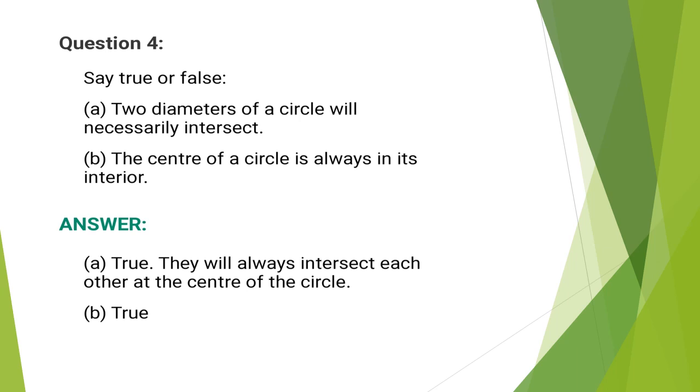Question 4. Say true or false. A. Two diameters of a circle will necessarily intersect. True. They will always intersect each other at the center of the circle. B. The center of the circle is always in its interior. True. The center of the circle is always in its interior.